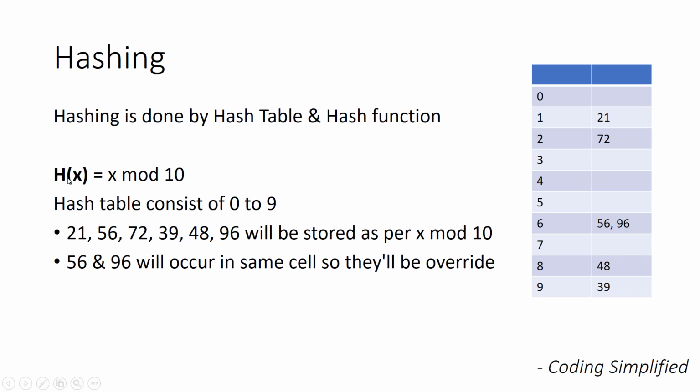Let's take a basic example. This is my h(x), which is the hash function, and this is x mod 10. This is my hash table. If I have the values 21, 56, 72, 39, 14, 96, they will be stored as per x mod 10 and as per their location. So 21 would come here, 72 would come here, then 56, 96, 48 and 39. So this is hashing.